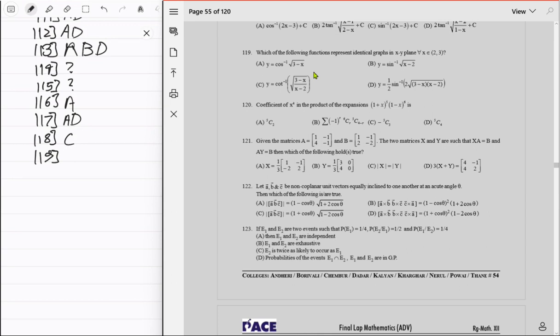Like pi upon 2 minus this. Oh no. Cot inverse and sine inverse. Let us see the identical graphs of the following functions. Maybe these two will work out. We just have to see, right? Okay, x belongs to 2 to 3.